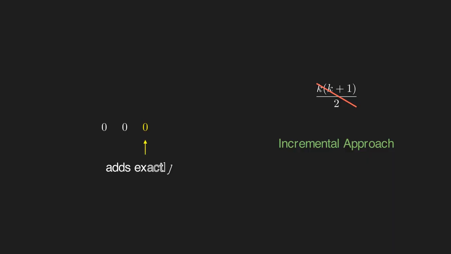While we could find the length of each block, let's call it k, and apply the mathematical formula, k times k plus 1, all divided by 2, there is a more elegant incremental approach. Imagine we are scanning the array from left to right. When we encounter a 0, we extend our current block. Crucially, adding the nth 0 to an existing block creates exactly n new subarrays that end specifically at this new zero's position.